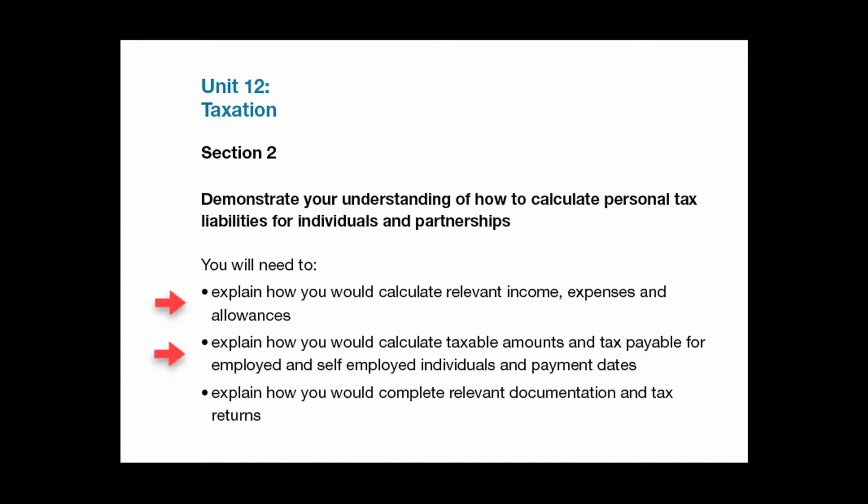On bullet point 2, you will need to use examples of both an employed individual and a self-employed individual, showing income, expenses and allowances, and show how tax payable is calculated on those figures and on what dates that tax would be due to be paid.